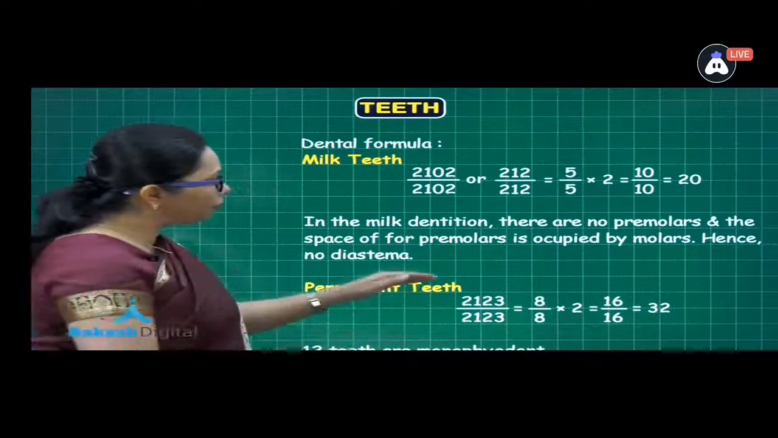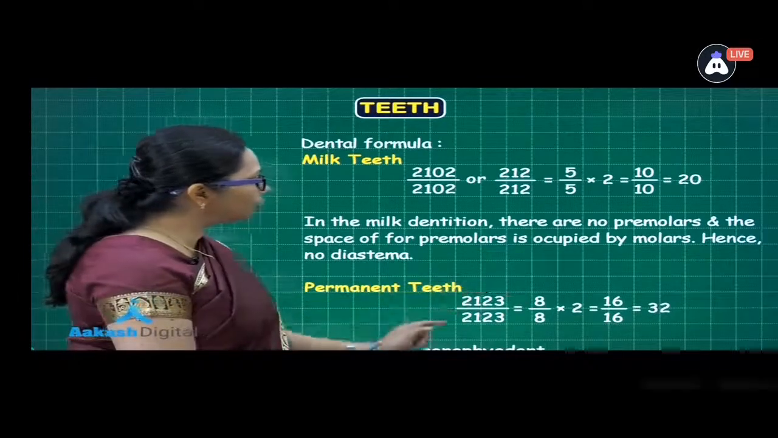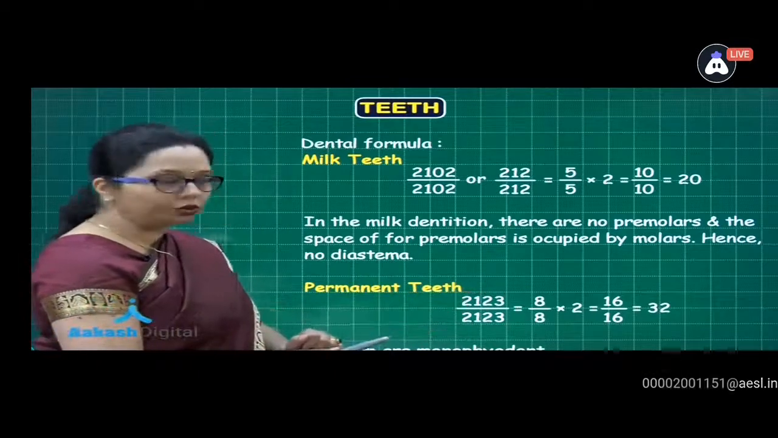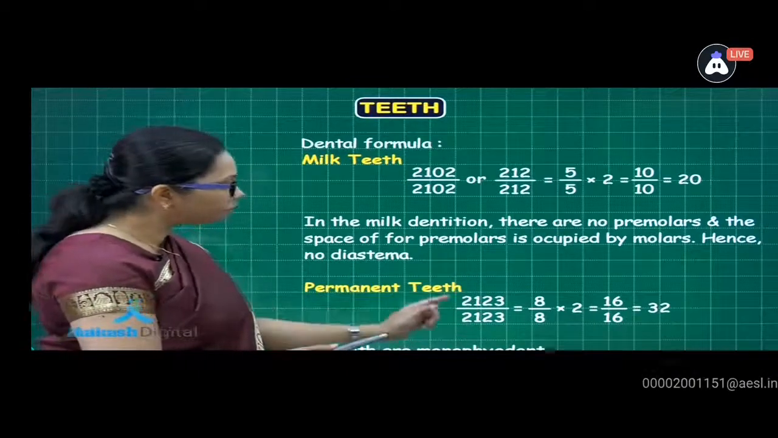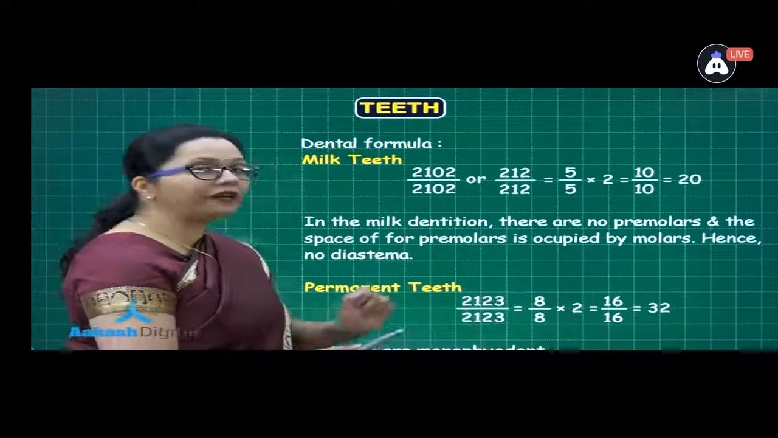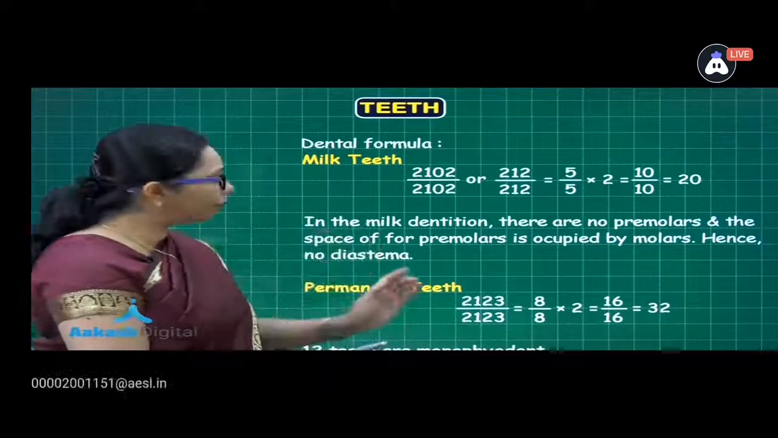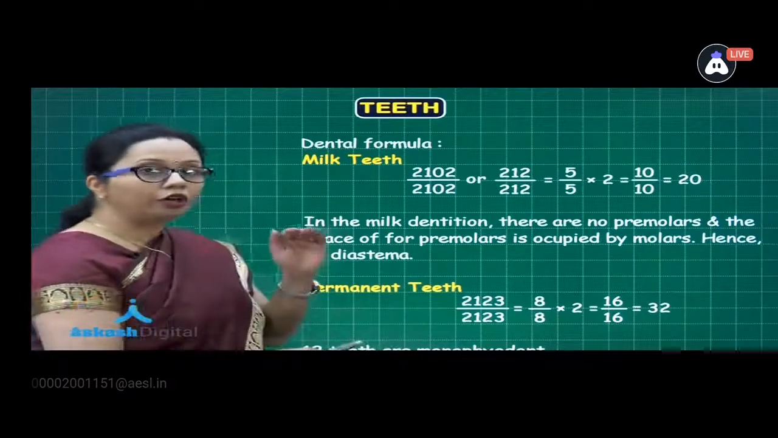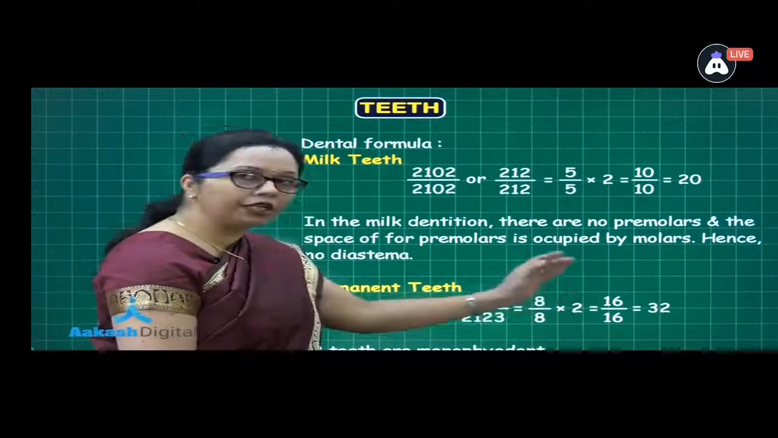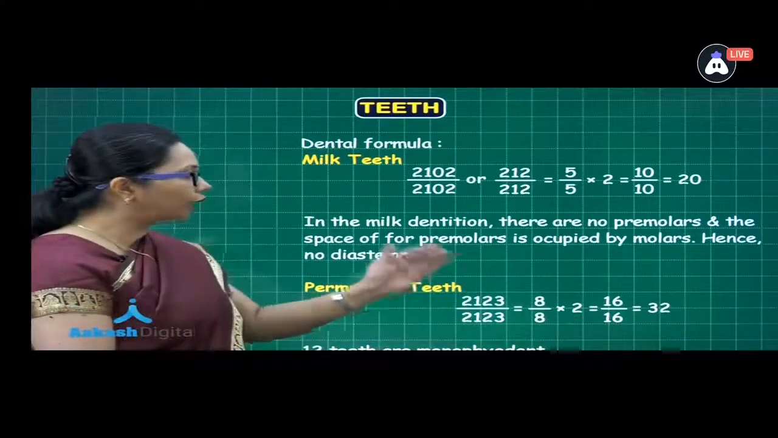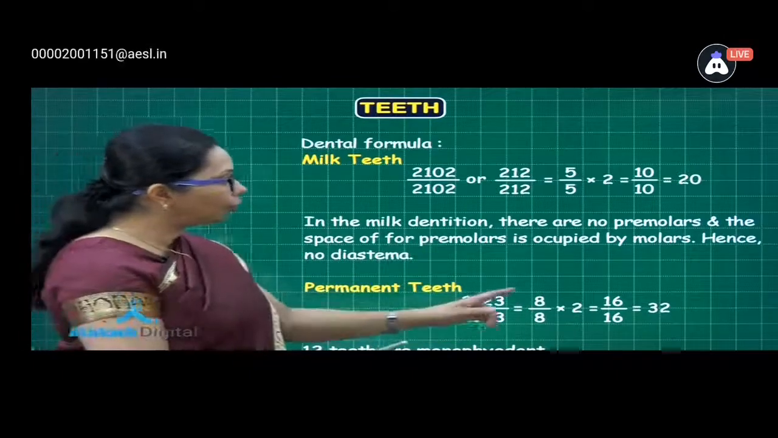Now the dental formula for permanent teeth is 2123 upon 2123. That means now we have the premolars as well. So that makes a total of 8 in the one half of the upper jaw, 8 in the one half of the lower jaw, and that would be on doubling 16 in the upper jaw, 16 in the lower jaw, a total of 32. So what do we see?